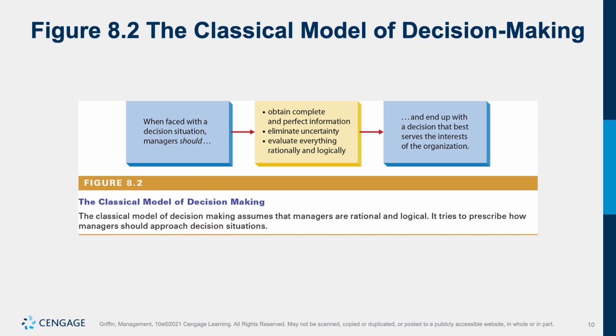That's what the model assumes, that they're able to eliminate uncertainty, and that they evaluate whatever alternatives or information are available towards the decision making, both rationally and logically, right? For them to end up with a decision that is in the best interest of the organization, because the classical model is of the assumption that whatever decisions are made by the manager or the decision maker are ultimately in the best interest of the organization.